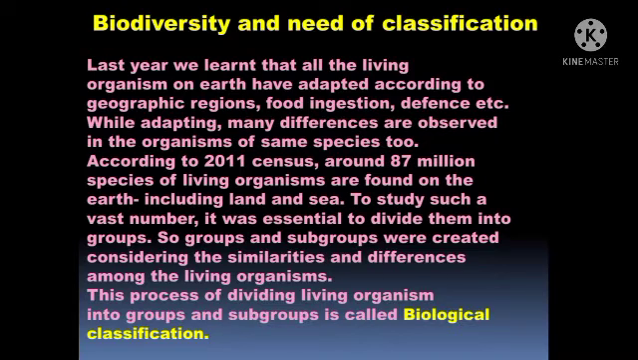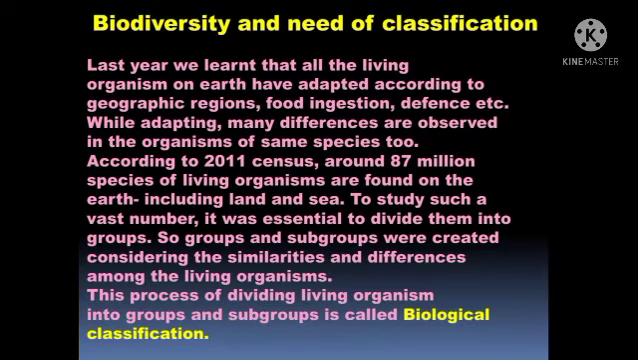So students, in standard 7th, lesson number 1, we had learned about the various adaptations in plants and animals. And we also know that adaptation, that is gradual changes, is necessary in the organism to adjust to their surroundings. According to the 2011 census, around 87 million species of living organisms are found on the earth, including land and sea.